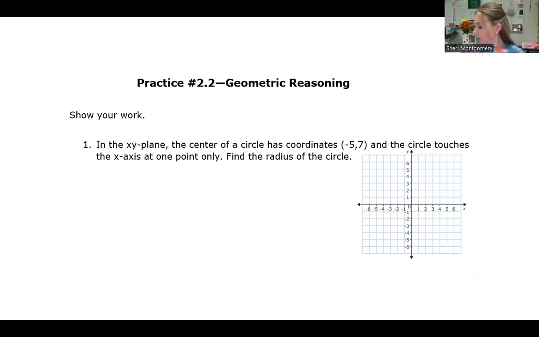Okay, so remember that to get full credit, you need to make sure that you show your work. The first question, this is just like our notes from last class, where we have a circle, we have a center that's at -5, 7. So I'm going to go plot the center at -5, 7. And then it says that it touches the x-axis on 1 point. So that's the x-axis and it touches at 1 point. So you have to go down to the x-axis and that's where it touches.